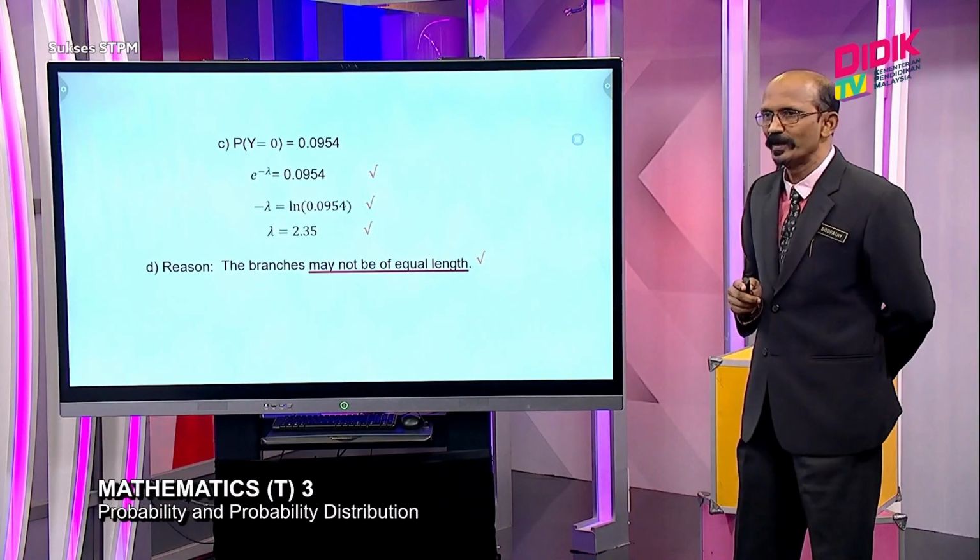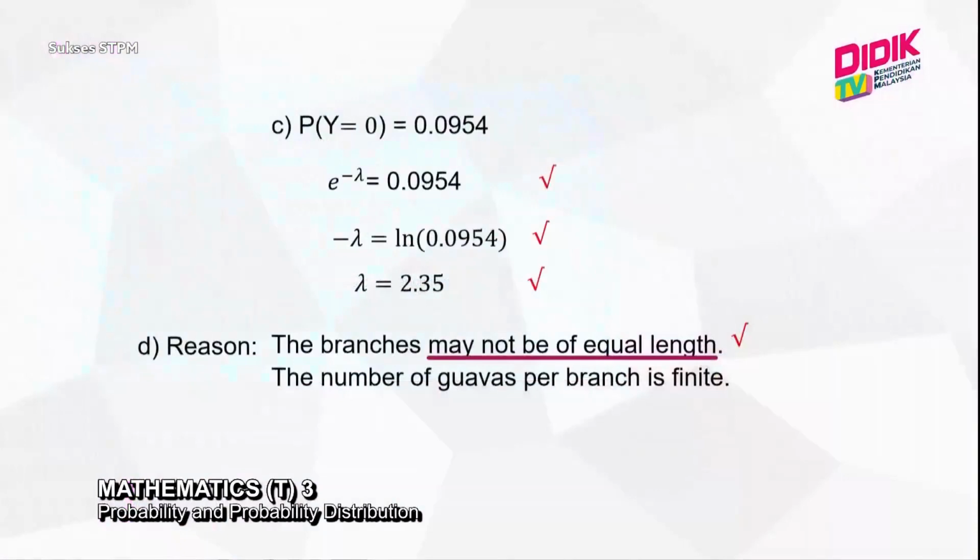The next one: a property of the Poisson distribution is that it can go until infinity. But in a guava tree, a branch can only have a finite number of guavas. We cannot have an infinite number of guavas. So the second reason is finite. If the students are able to answer this question correctly, they get a total of 15 marks, correct?